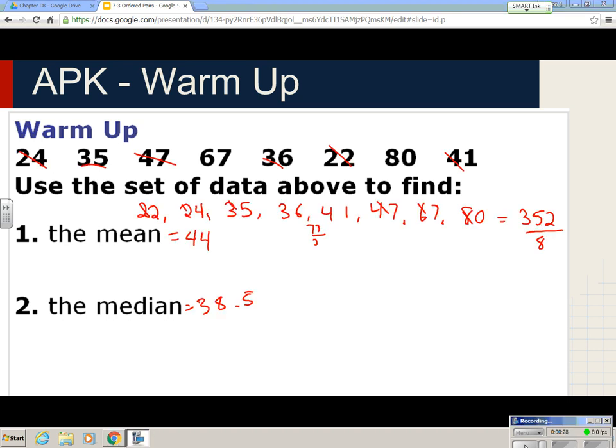So the mean: first I reset all the numbers in order. And then I found, by adding all those up, I got 352, and I divided by the 8 numbers, and I got the mean to be 44, the average.